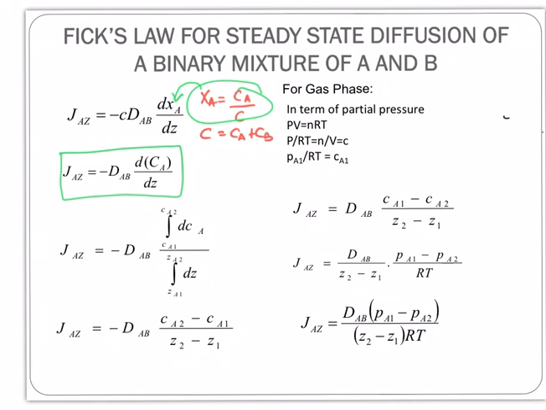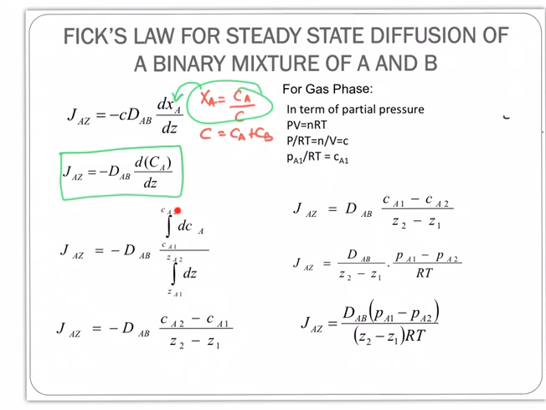The subscript 1 represents position 1, and the subscript 2 represents position 2. Same thing for the concentration: it begins from position 1 and moves to position 2, so the concentration also represents the concentration at position 1 to position 2.